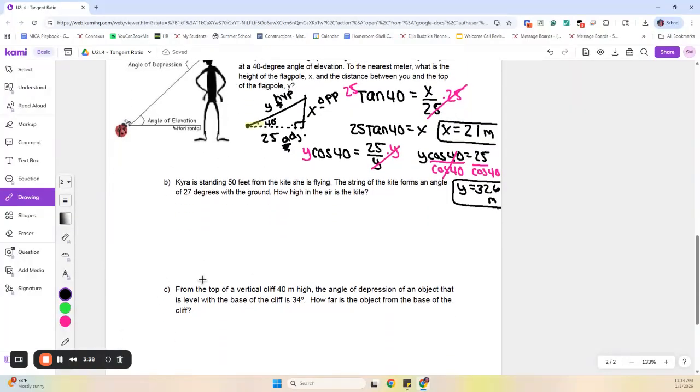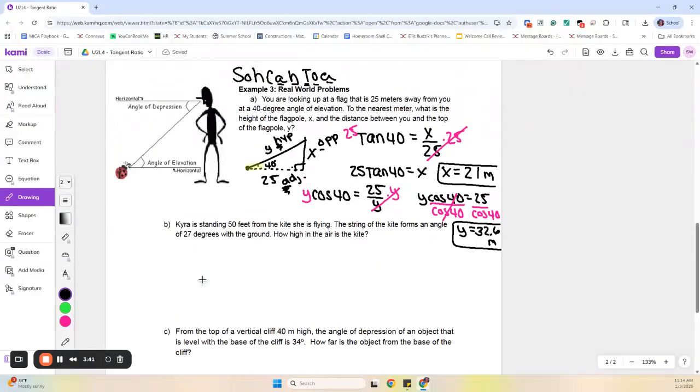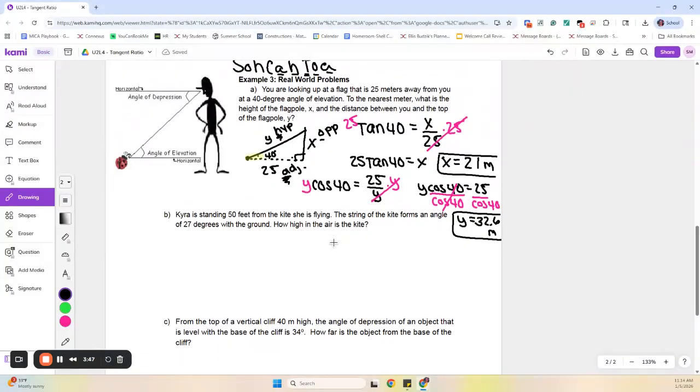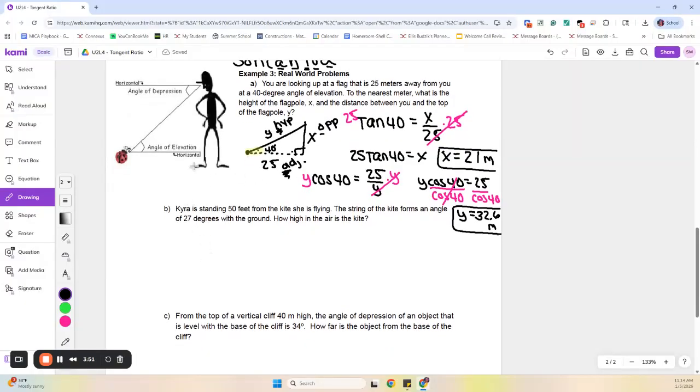For part B, Kyra is standing 50 feet from the kite she is flying. The string of the kite forms an angle of 27 degrees with the ground. How high in the air is the kite? So Kyra is over here. She's standing 50 feet from the kite she is flying. The string of the kite forms an angle of 27 degrees. So picture she's holding it. So this is the string. So 27 degrees. How high in the air is the kite?